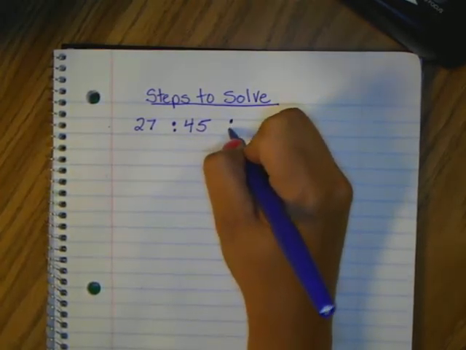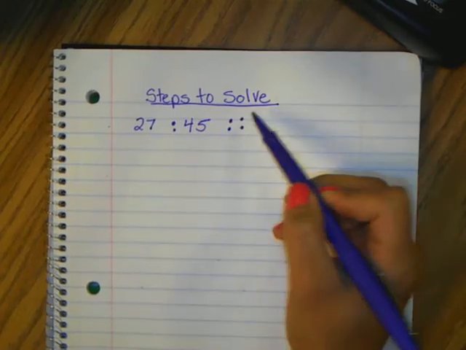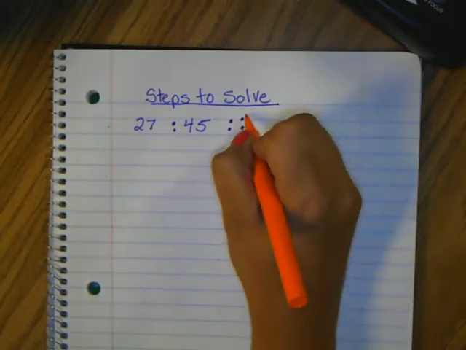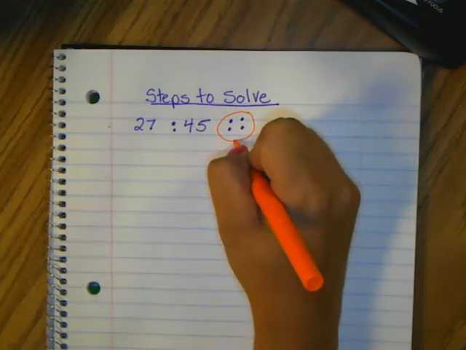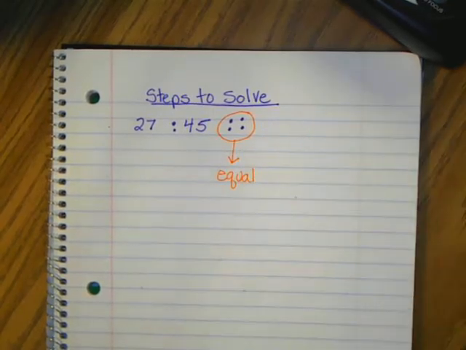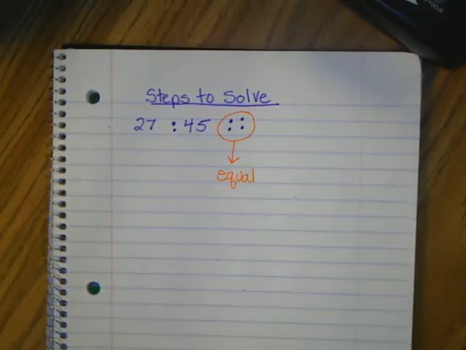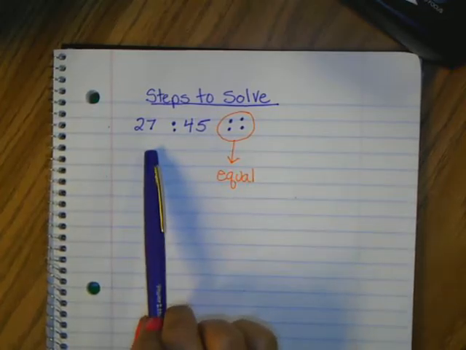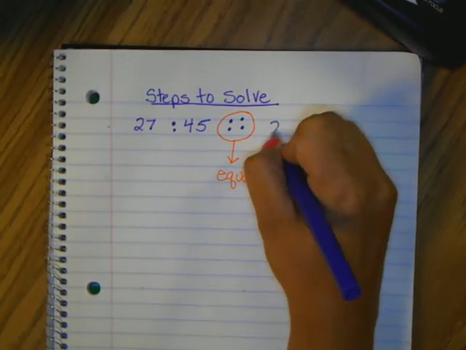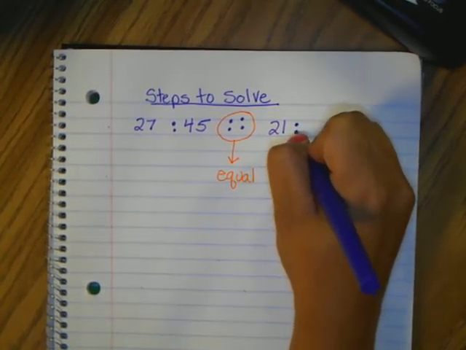We have 27 to 45. What does this symbol right here mean? Trey. Equal. So in your notes, go ahead and kind of circle that, and let's label that equal. Remember, it's another way of writing that equal sign. We've got 27 to 45 equals, and we're going to do 21 to B.